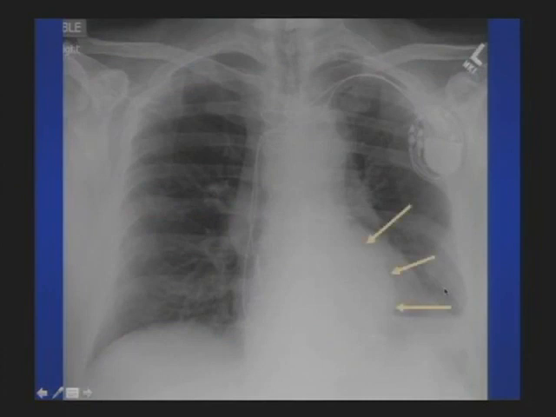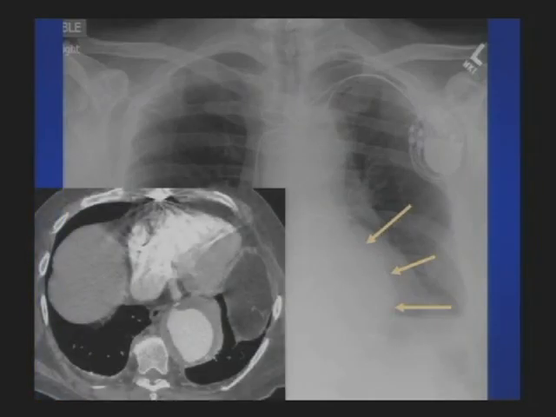Don't forget, in the differential of posterior mediastinal masses, aneurysms. This is an aortic aneurysm. I've shown you this case already. And again, if anyone ever asks you, do you want to biopsy this? Always question whether you're dealing with some kind of vascular abnormality. Here's a big aortic aneurysm.